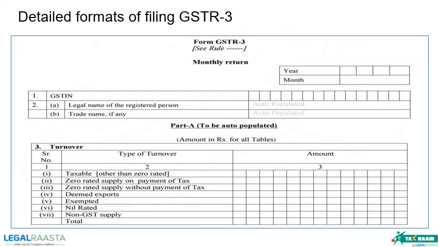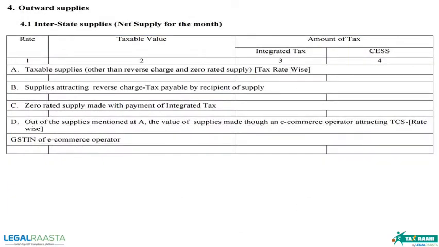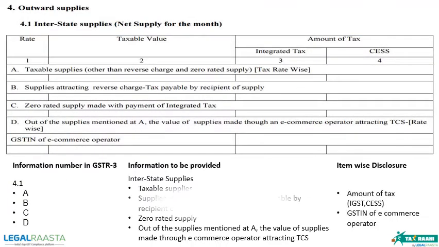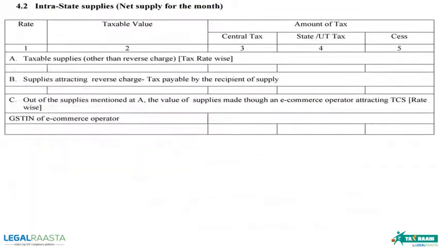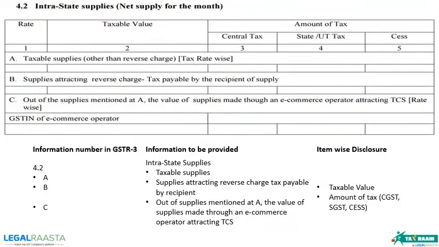When you file GSTR-3, you have to fill certain details like turnover details, which include deemed exports, exempted turnover, etc. Details of outward supplies like interstate supplies to registered persons like rate of tax, taxable value, etc. Details of intrastate supplies to registered persons like rate of tax, value, etc.